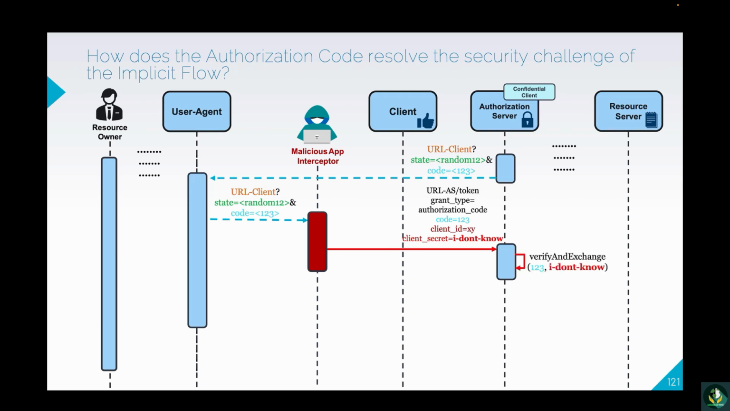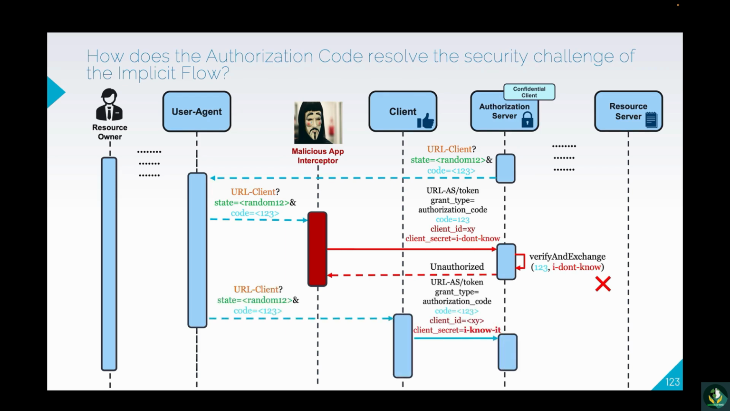token. The authorization server will then validate the code and client secret equals I don't know. Since the client secret is incorrect, the request will fail and return an unauthorized response, which makes the hacker very sad. On the other hand, the legitimate client sends the correct POST request with the authorization code and its valid client secret. Client secret equals I know it. And there we go, the authorization server successfully verifies the request and grants the client an access token. This additional layer of security, the requirement of the client secret, prevents unauthorized access, solving the major security risk of the Implicit flow. Up until now, everything seems perfect, right?